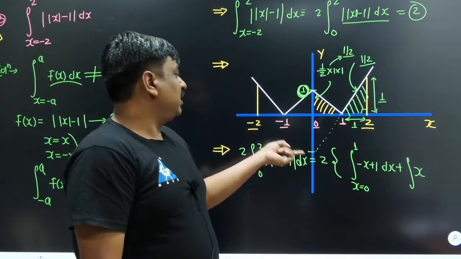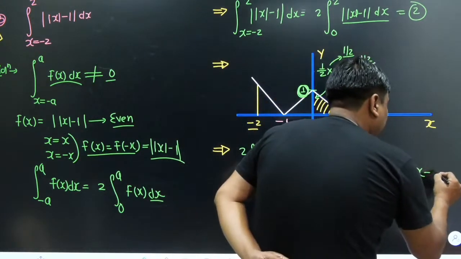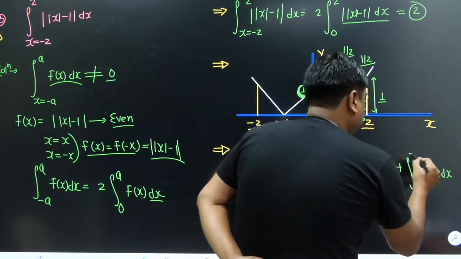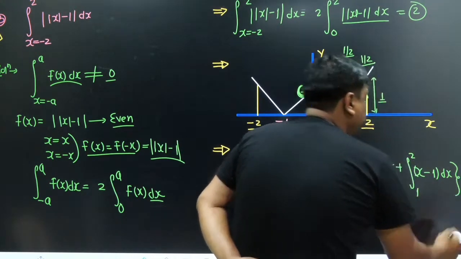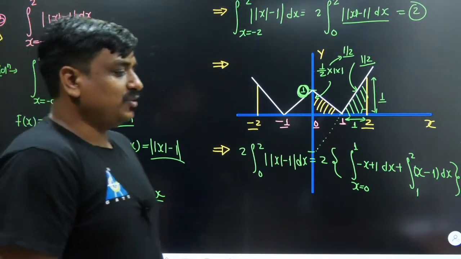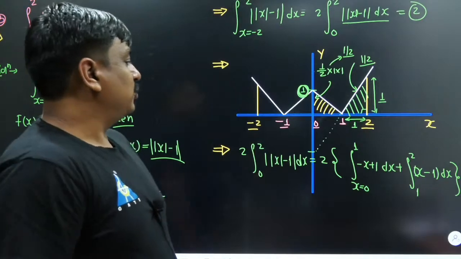Obviously it's going to strike at y equals minus 1, so the value of c is minus 1. And here the integration has to be taken from 1 to 2. Whatever result you get, that is going to be the best answer.